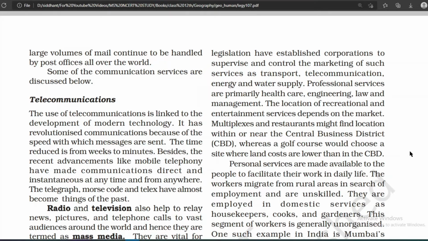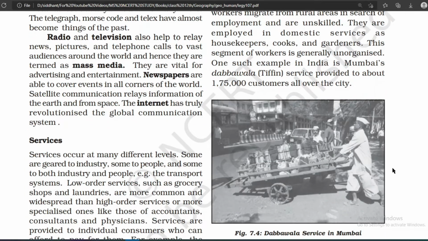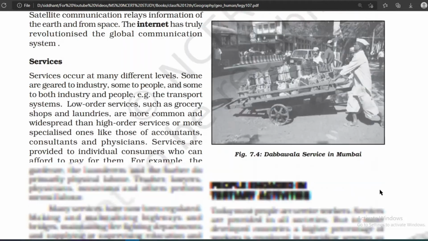Personal services are made available to the people to facilitate their work in daily life. The workers migrate from rural areas in search of employment and are unskilled. They are employed in domestic services as housekeepers, cooks and gardeners. This segment of workers is generally unorganized. One such example in India is Mumbai's Dabbawala tiffin service, provided to about 175,000 customers all over the city.